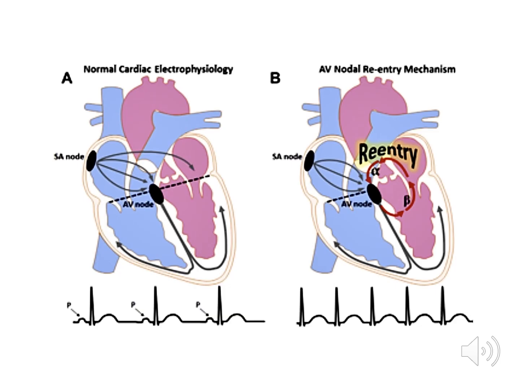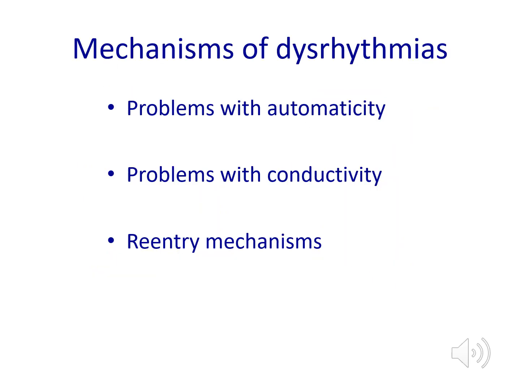And just one last picture to illustrate how the impulse involved in a re-entry mechanism can keep circling around and around and around and depolarizing the same area more than one time. So we've said that dysrhythmias are usually caused by problems with automaticity, conductivity, and re-entry mechanisms. But what we haven't said yet is, what is it that causes those problems with automaticity, conductivity, and re-entry mechanisms?